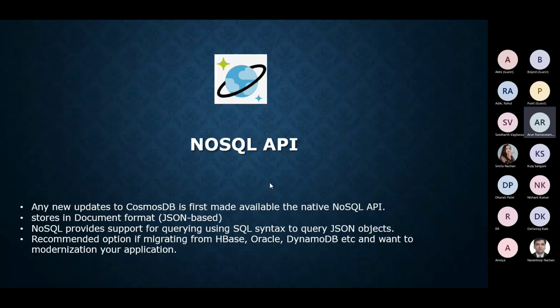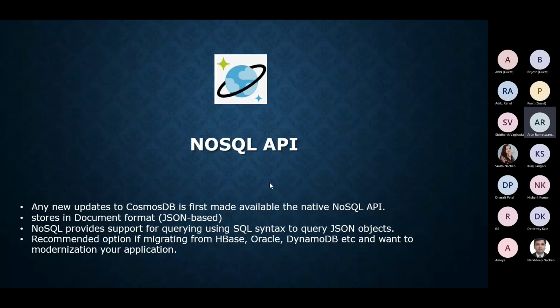So now, in this session, I will be concentrating more on the native Cosmos DB. When I say native Cosmos DB, it is based on NoSQL, and the data is actually stored in the form of documents. When I say documents, it's again JSON format.